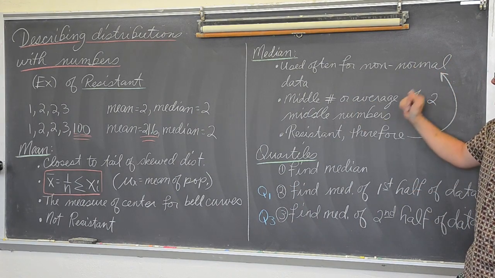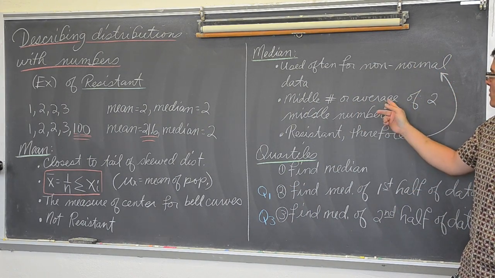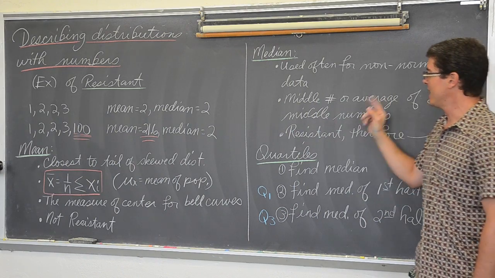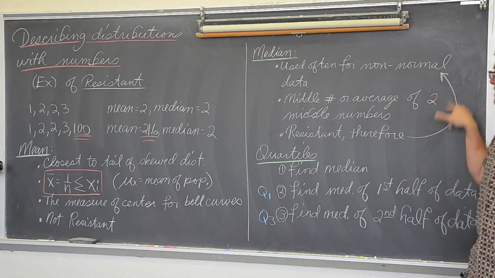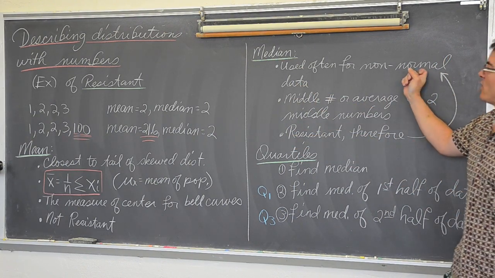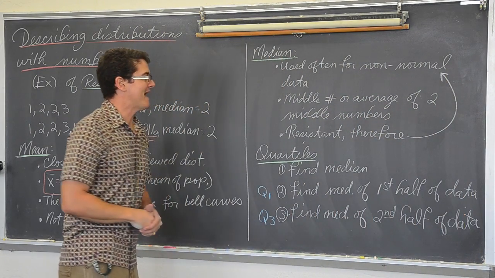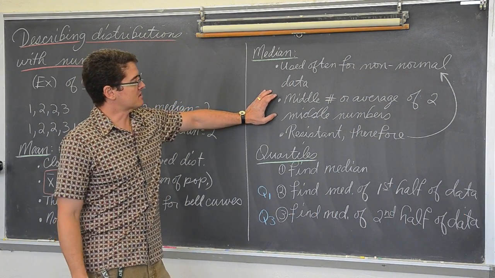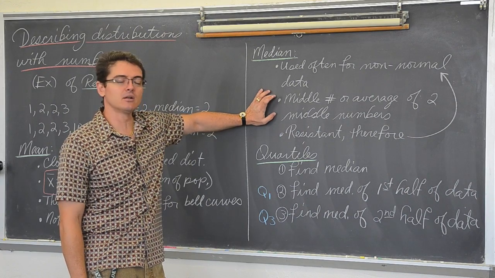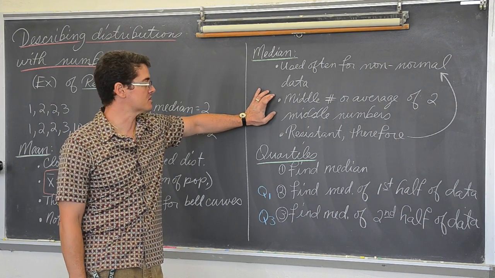It's used for non-normal data. It is the middle number or the average of the two middle numbers. And the median is resistant, like I just said twice now, which is why it's the best measure of center if you have non-normal data. Let's key on this idea of the median as the middle number or the middle two numbers.